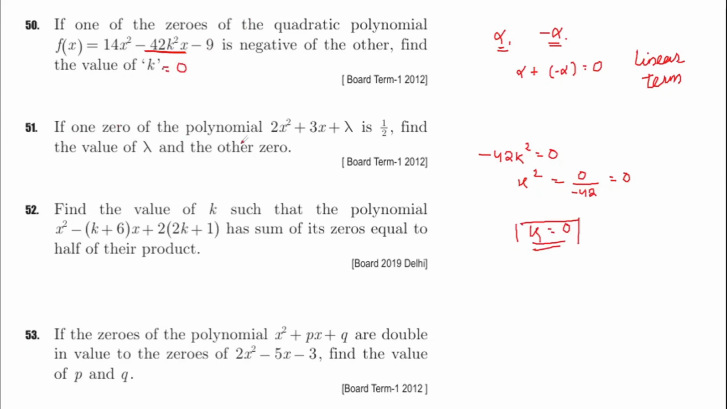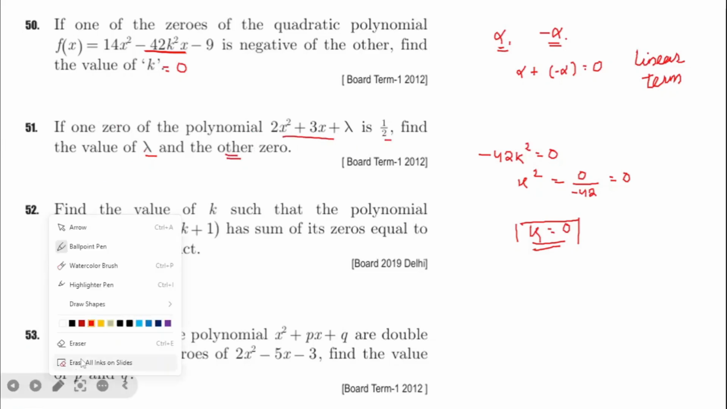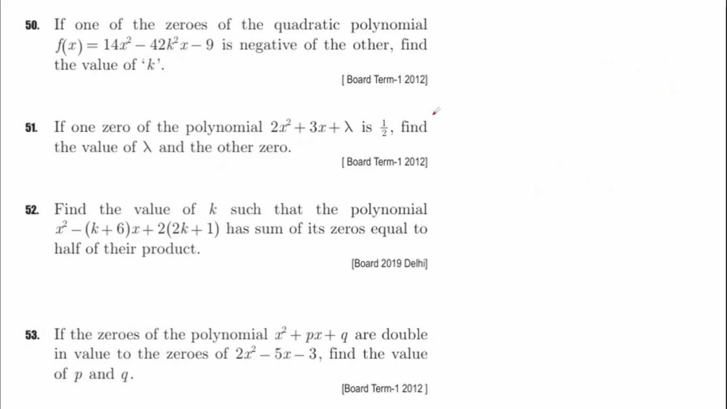If one zero of the polynomial is 1 by 2, find the value of lambda and the other zero. Okay. Now again this is a type of question which we have already discussed. Still, let's try to do it again. One zero is given, 1 by 2. That means in place of x you have to put this value.